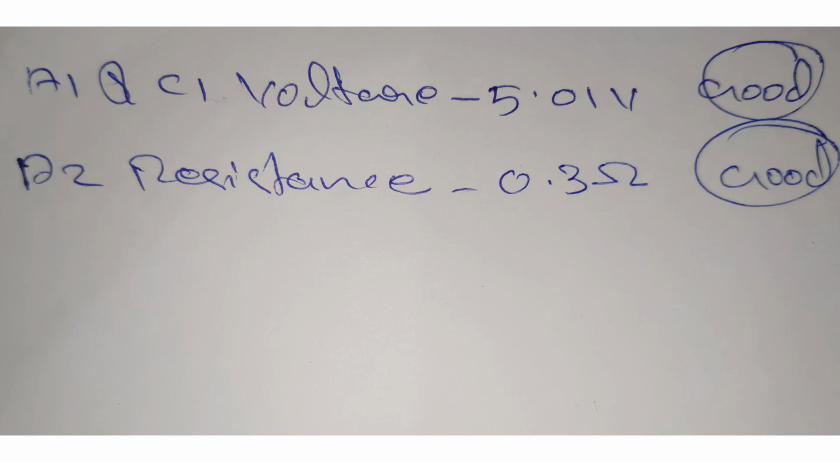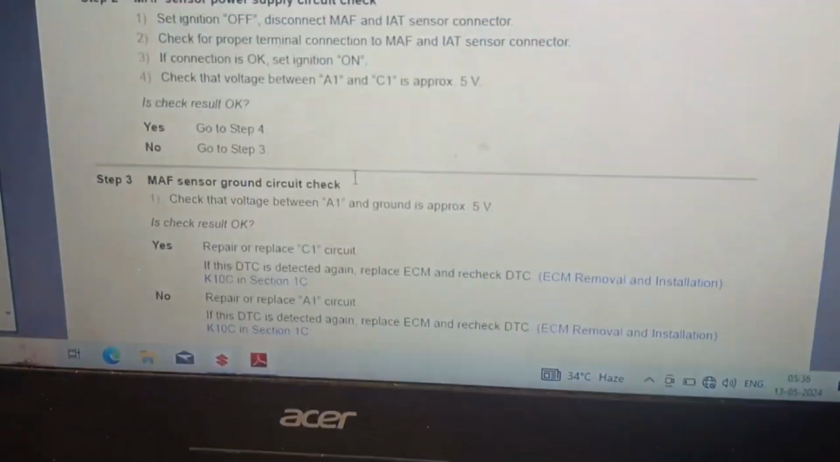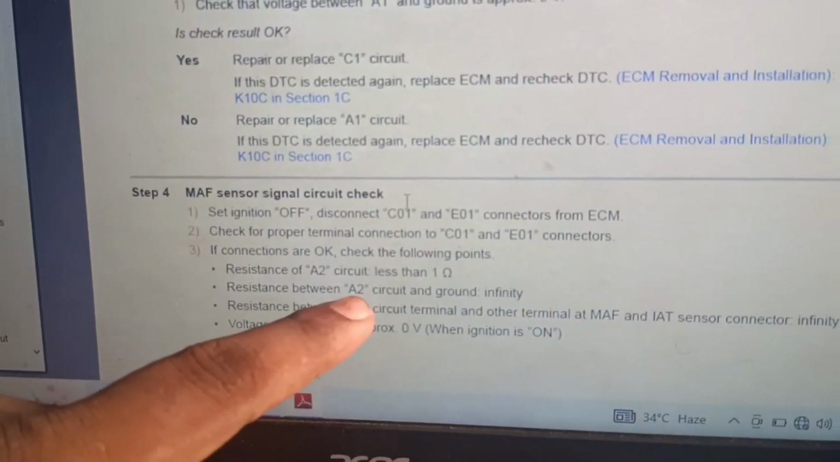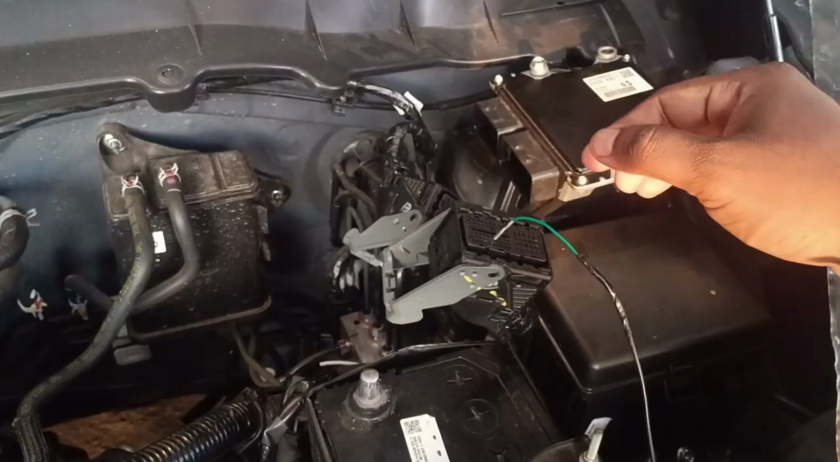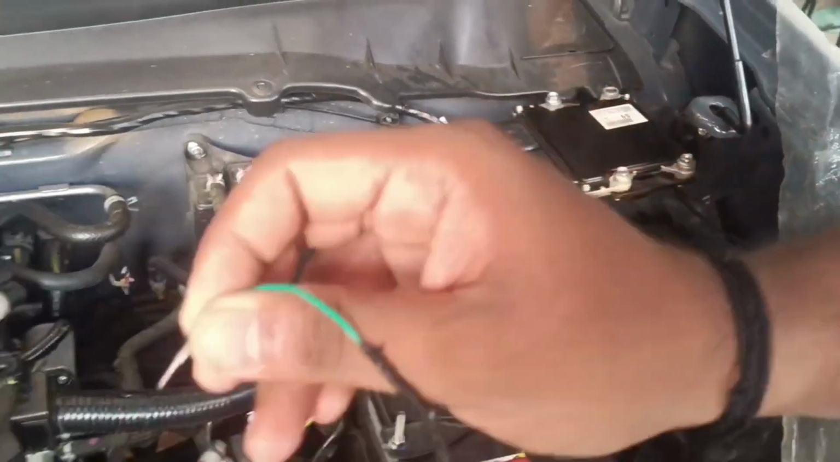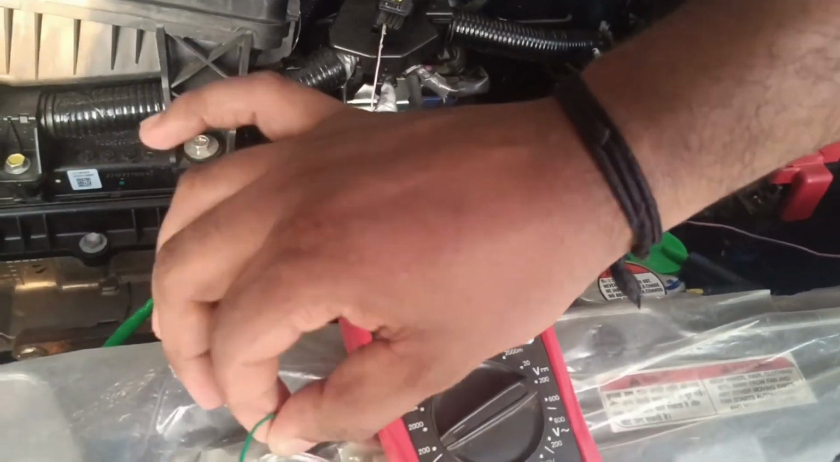A2 resistance 0.3 ohm. Good. Next we need the resistance between the A2 circuit and ground. A2 circuit and ground, we need infinity. Remove the lead wire from the ECM connector and check with the ground.